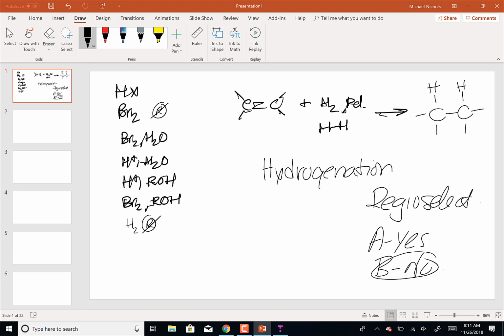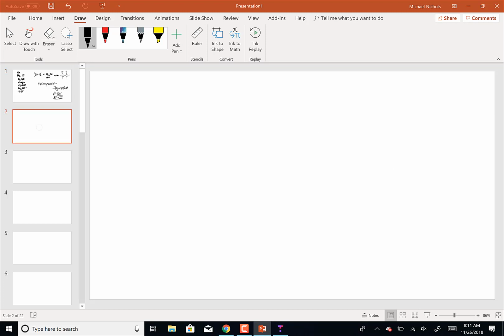Okay. So it's not regioselective because it's a symmetrical reagent. So both bromination and hydrogenation will never be regioselective. But the rest of them could be. Right. Now, hydrogenation has a mechanism that I don't know is completely understood, but what I'm going to show you is what makes the most sense.